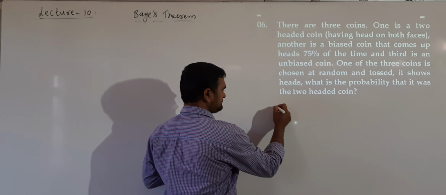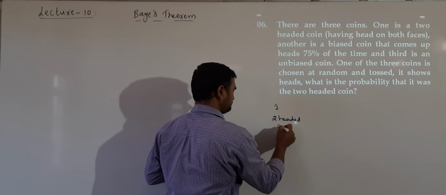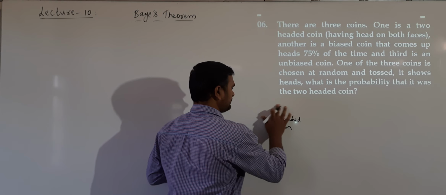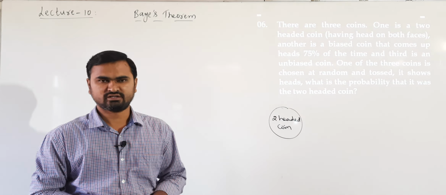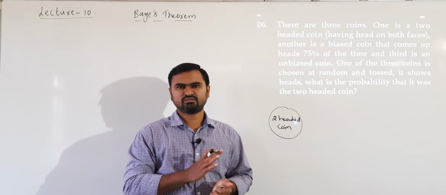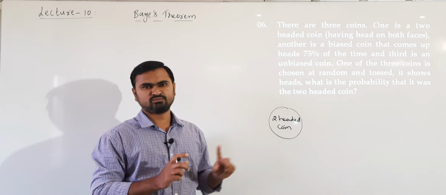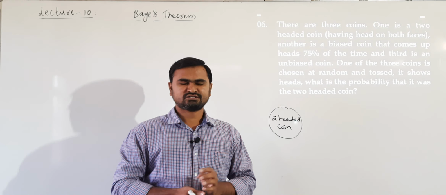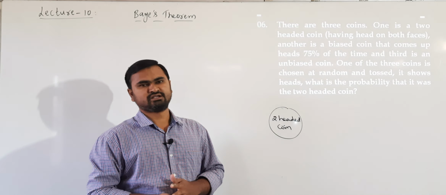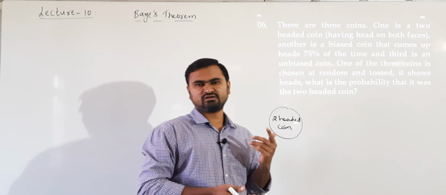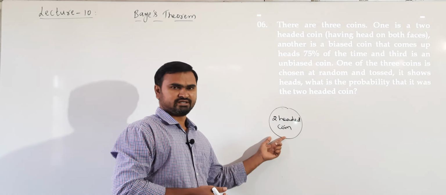So the first coin is a two-headed coin. Two-headed coin means it is not a normal coin. A normal coin will have both head and tail, but here it is a two-headed coin, which means both sides are head. So when we toss that type of coin any number of times, what will the result be? It always gives the head. There is no other possibility, it will always give heads.